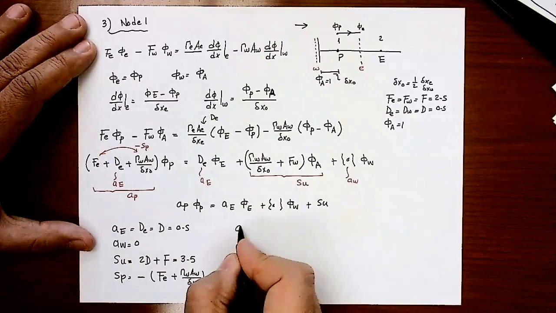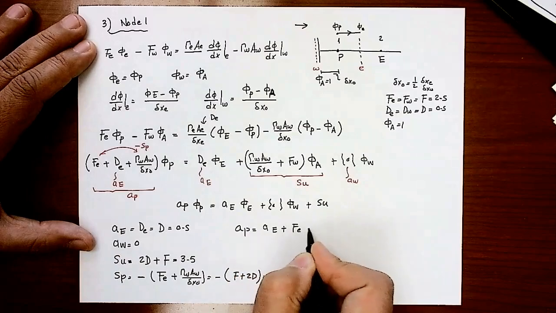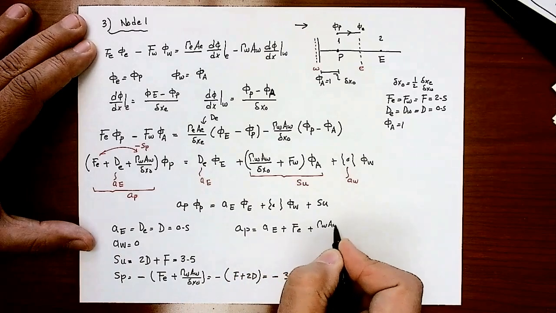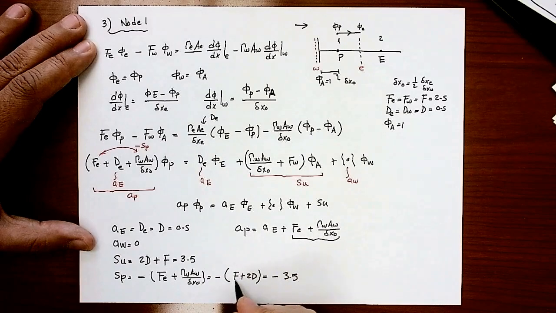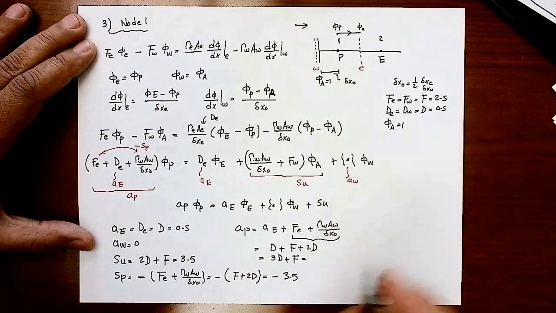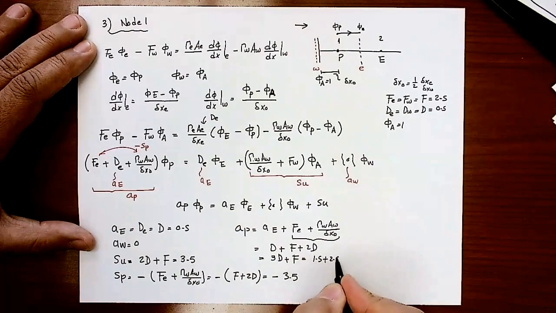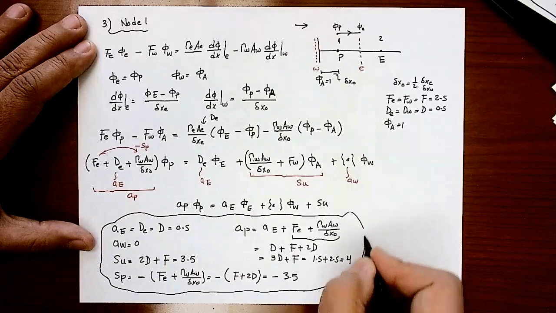What's left is AP. AP is equal to A East plus F East plus Kappa West, A West divided by delta X node. This term here is going to give me F plus 2D. And this is D plus F plus 2D. I got 3D plus F. So 3 times 0.5, that's 1.5 plus 2.5. That's going to give me 4. So now I collected the coefficient for this one here.